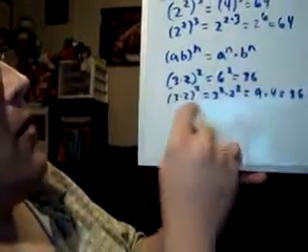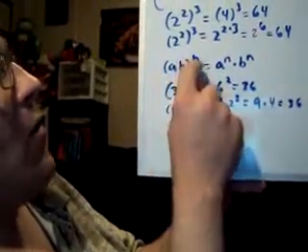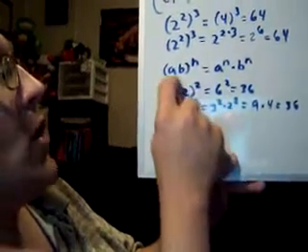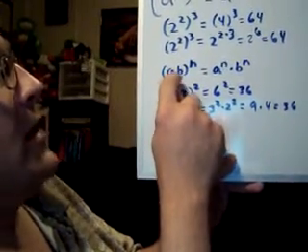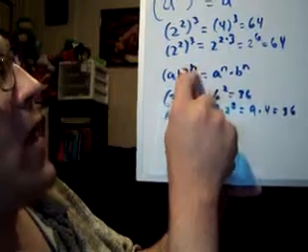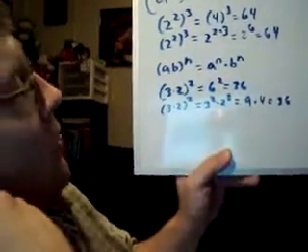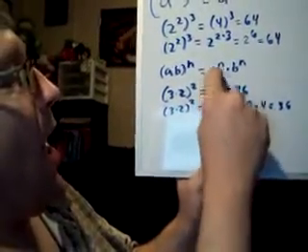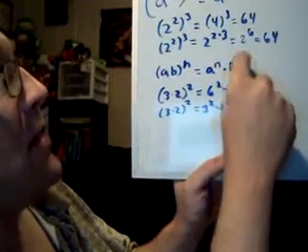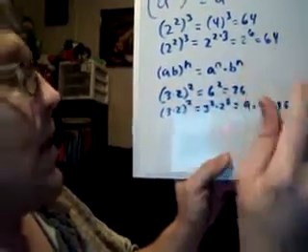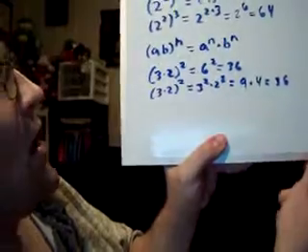Alright, now we have AB raised to the power of n. So what we're going to do is we're going to first multiply the A times the B, and then we're going to raise it to the power of n. Well, we can do that, or you can have A raised to the power of n times B raised to the power of n. Let me show you how that one works.